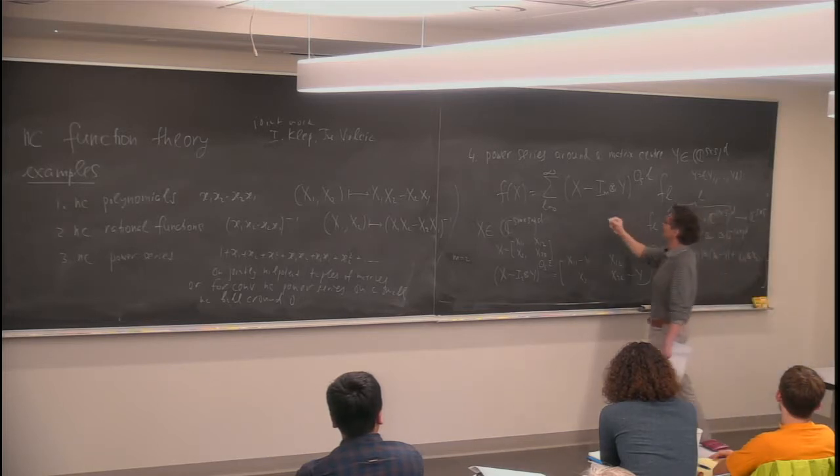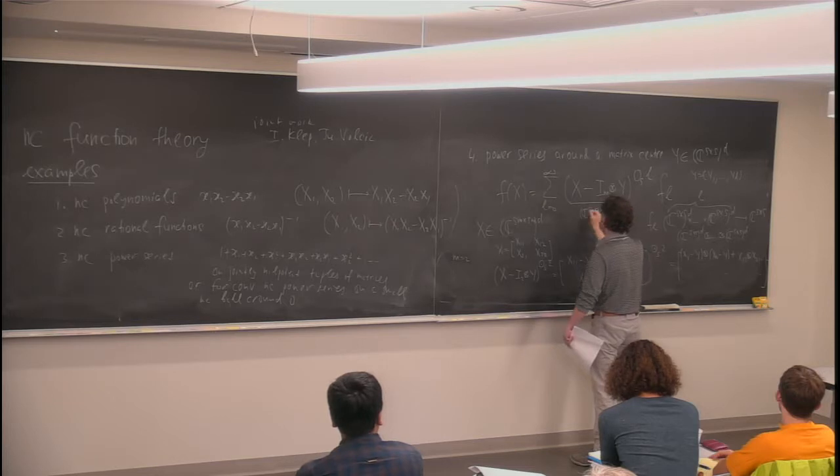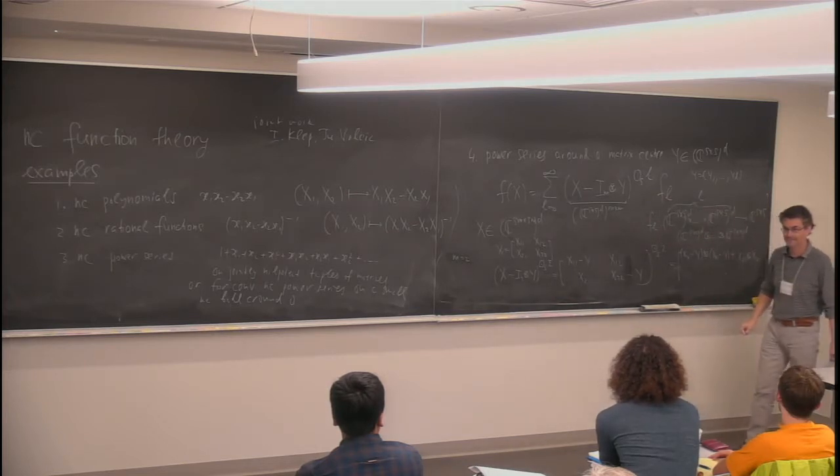You will get an M by M matrix over this. So therefore, you get an SM by SM matrix. Okay, so that's the meaning of this series.